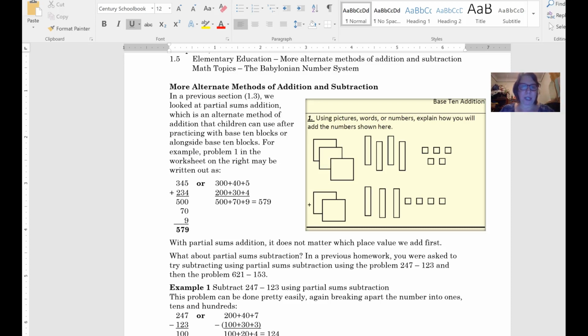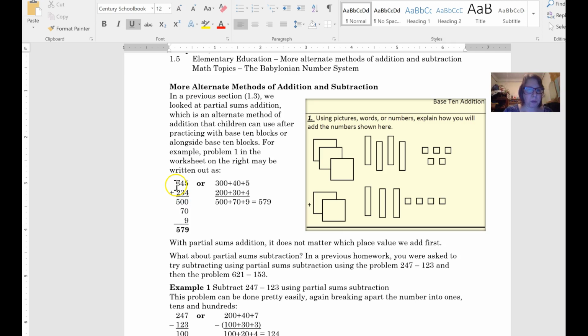Hi, so today we're going to talk about more alternative methods of addition and subtraction. Today, mostly subtraction. Two sections ago, in section 1.3, we were talking about alternate methods of addition. We were talking about how we could take these base 10 blocks and add them up separately: add the units to the units, the rods to the rods, and the squares or flats to the flats, and maybe do some trading.